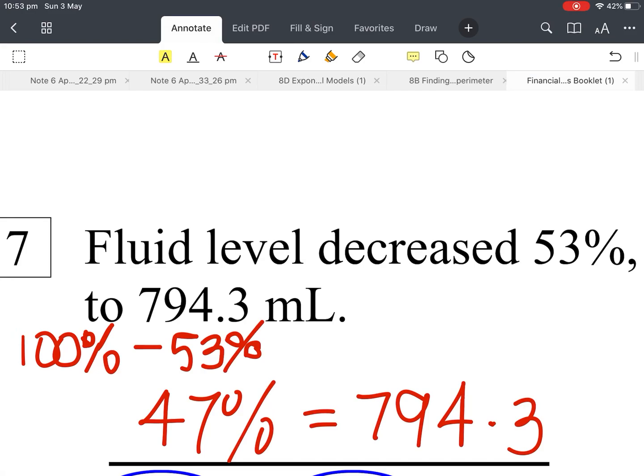Now, if you haven't done this question yet, can you pause it, please, and have a go at this question on your own? Use your calculator.